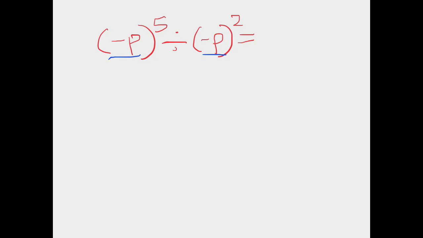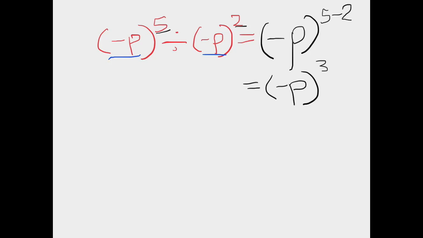Let's try a negative P raised to the 5th divided by a negative P raised to the 2nd. So using my quotient of powers property, I have the same bases of a negative P. So I have a base of a negative P. And then I can take my exponents and subtract them. So I have 5 minus 2. So this would equal negative P raised to the 3rd.